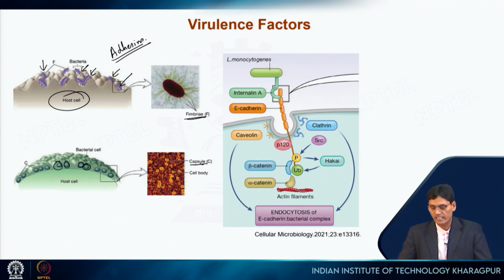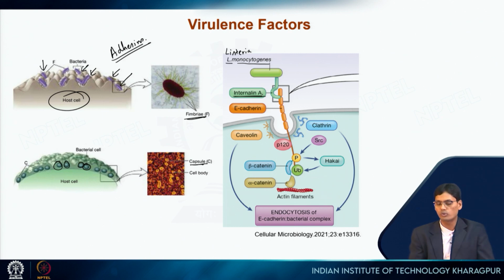Now, more specifically, I am providing one example of Listeria monocytogenes. This is an intracellular bacterium. It enters inside the host cell and causes listeriosis. This is a foodborne pathogen, and it enters inside the host cell and then causes problems for the host. So what happens? This bacterium, Listeria monocytogenes, has some protein, an adhesin.